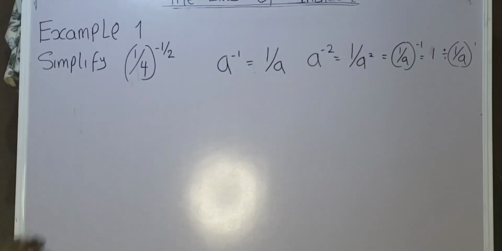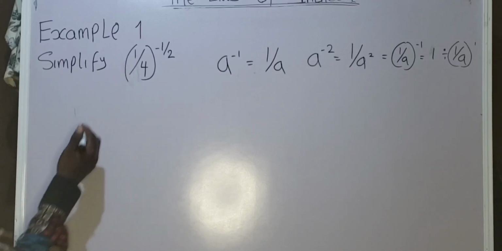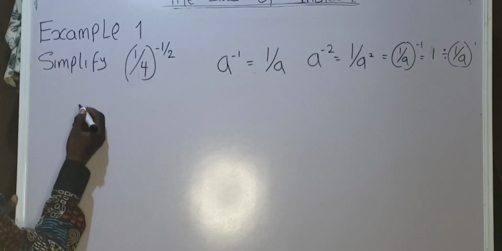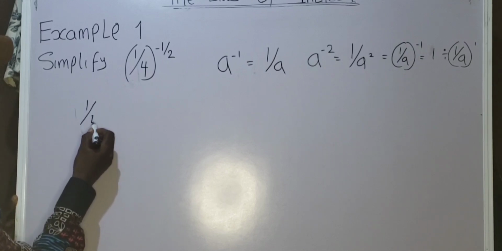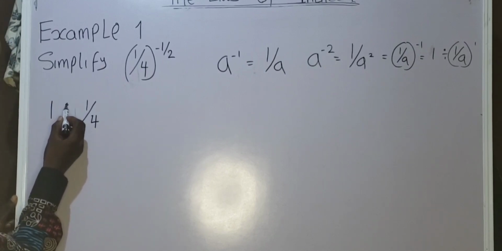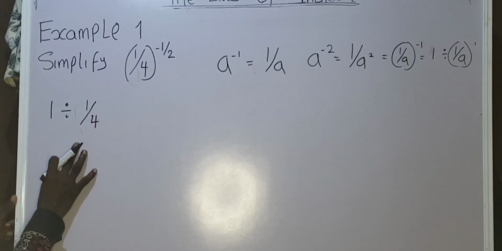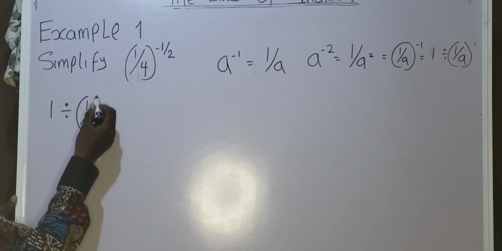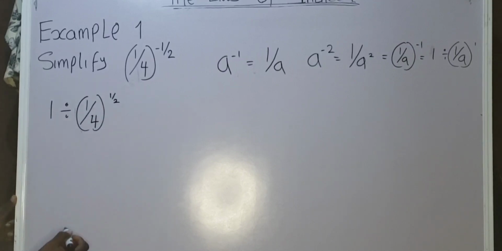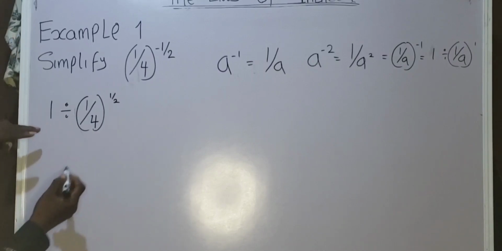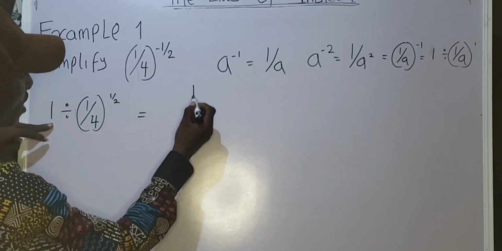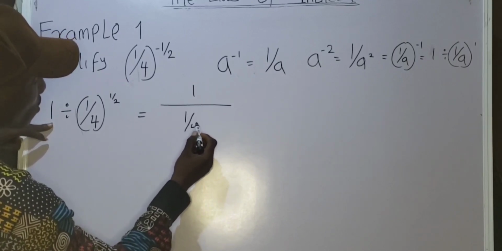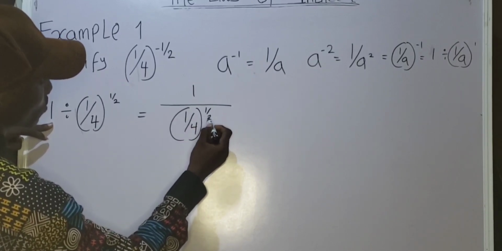So now, don't forget that according to the laws of negative power, when a number is raised to any negative power, we are going to take the reciprocal. You understand? So now let us take the reciprocal of this with respect to the power. So for this, we are going to have 1 divided by 1 over 4, raised to the power of 1 over 2. Do you understand? That is, we are going to take the reciprocal, because if I rewrite this now, I'm going to have something like this. 1 all over 1 over 4 raised to the power of what? 1 over 2.